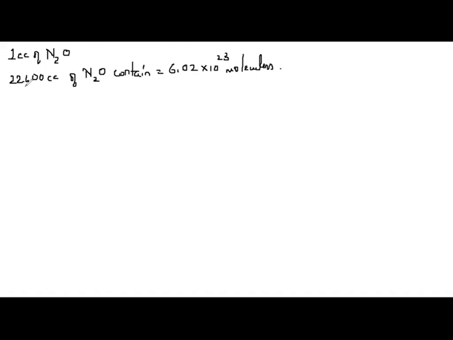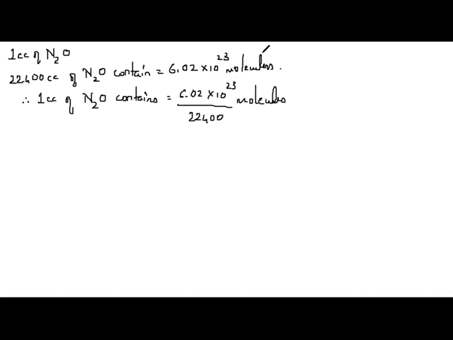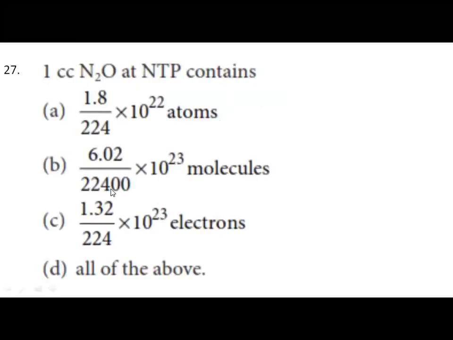But here they have said 1 cc. Therefore, 1 cc of nitrous oxide contains 6.02 into 10 raised to 23 divided by 22,400 number of molecules. Yes, this is present in our option. We usually make the mistake here, students. We immediately rush to the answer. We do not observe the remaining options also. Sometimes that becomes very important.